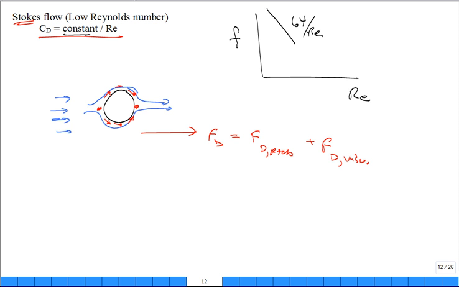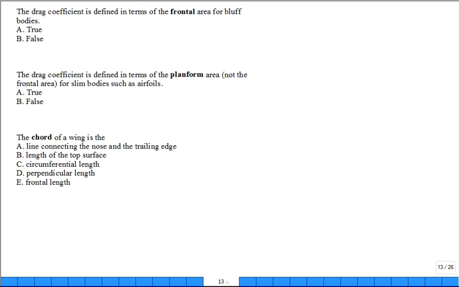What happens if I had really low flow over a different object other than a sphere, maybe a long cylinder? Well, it changes the value of the constant. But the general form is C sub D is equal to constant over the Reynolds number. True? The drag coefficient is defined in terms of the frontal area for bluff bodies. True or false? What is that area in the drag coefficient?